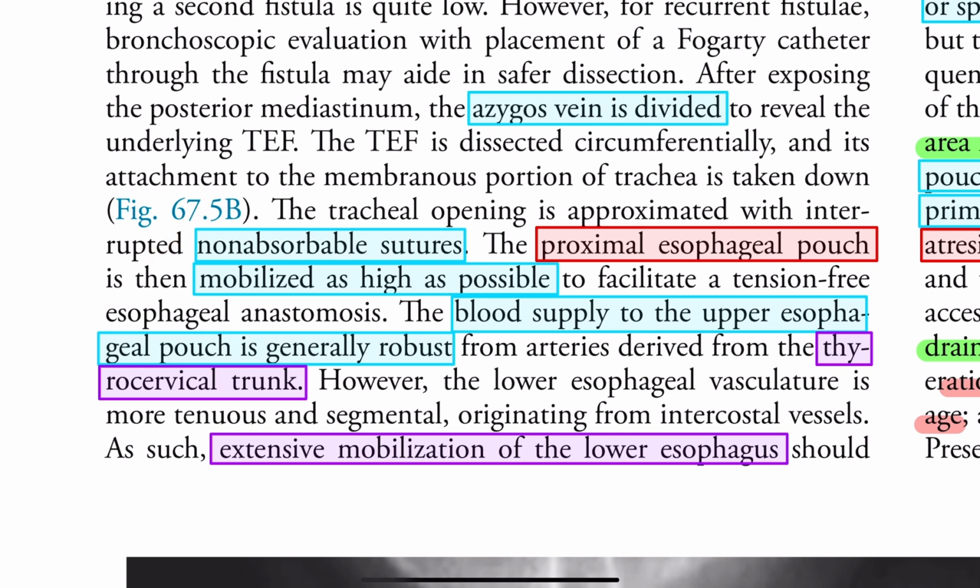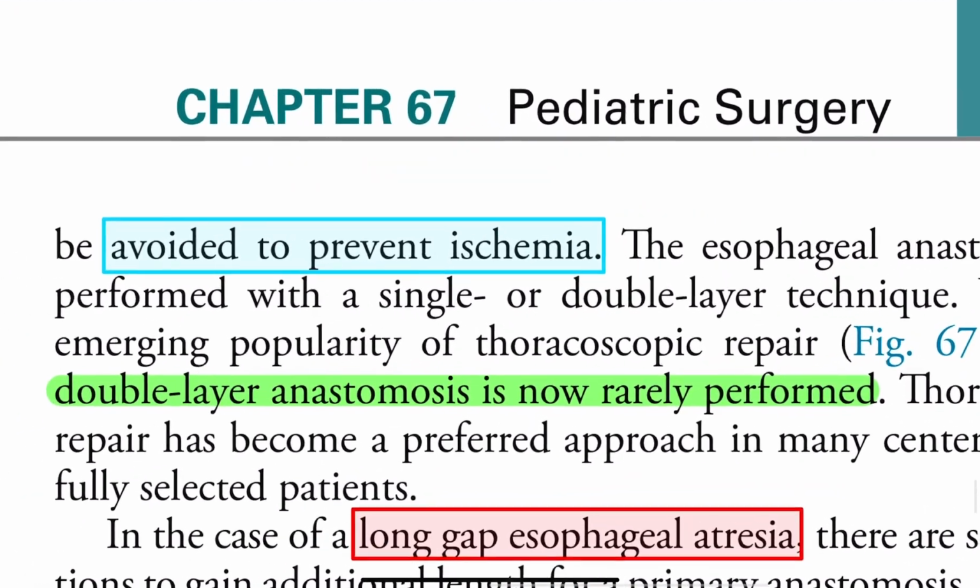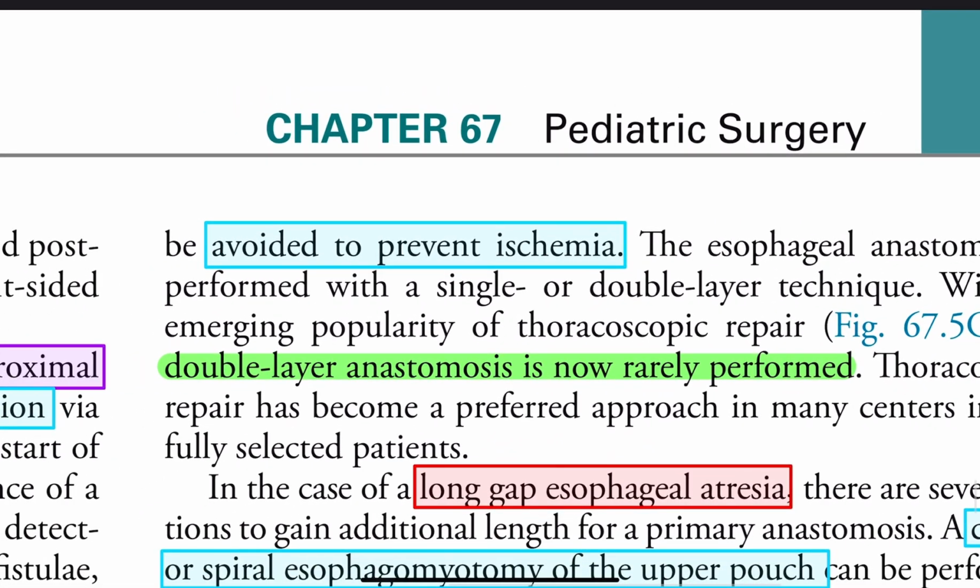Regarding which esophageal end is mobilized more: the proximal esophageal pouch is mobilized as high as possible, because the blood supply of the upper esophageal pouch is generally robust, from the thyrocervical trunk, so there is less chance of ischemia. In the lower esophagus, if you do extensive mobilization, the chances of ischemia are high, so it should not be done.